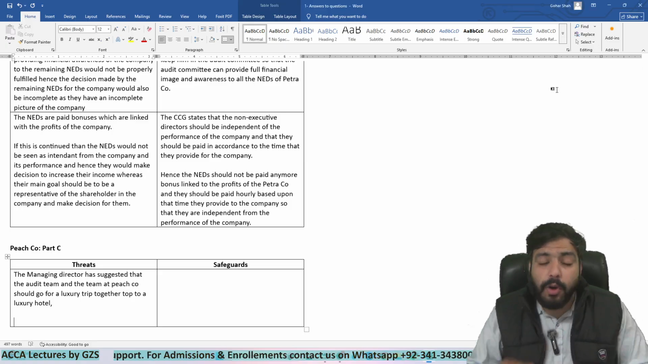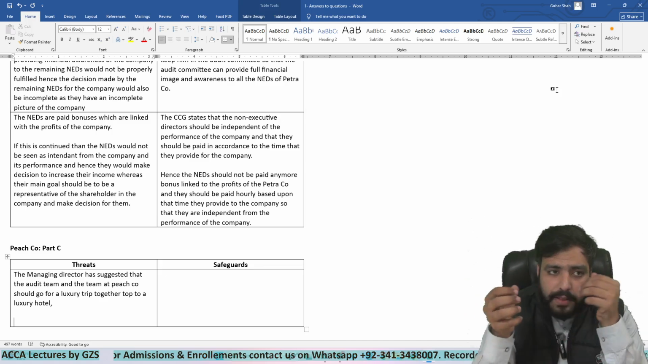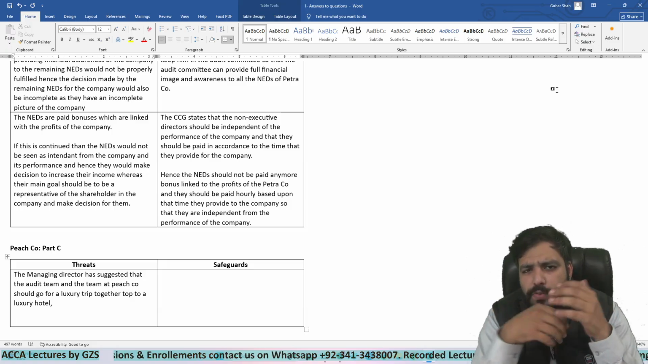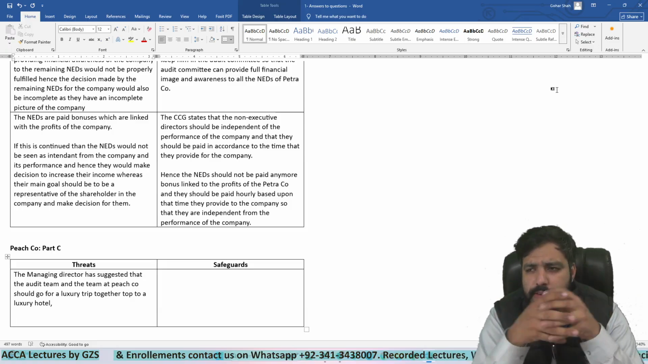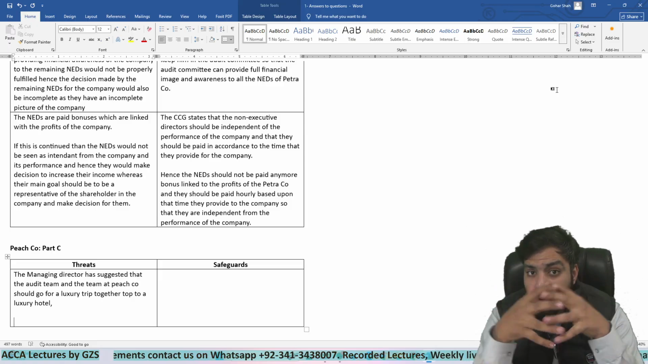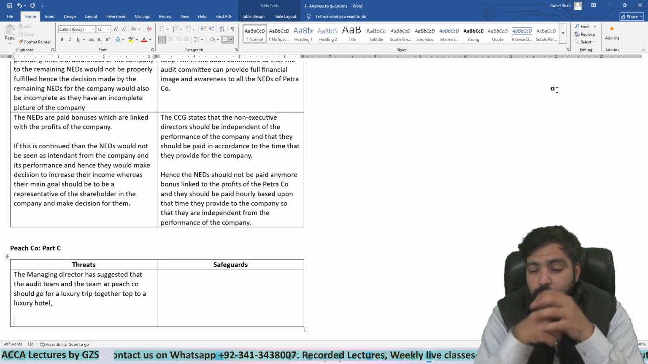Why is that the case? Because now imagine, if every single person is going together, the client staff and the audit team are going together to a luxury hotel, they would stay for, let's say, 3 or 4 days. Within these 3 or 4 days, they would become very close friends with the client's team as well. Now, if you become close friends, would you like to identify issues within the financial statements of your close friends?